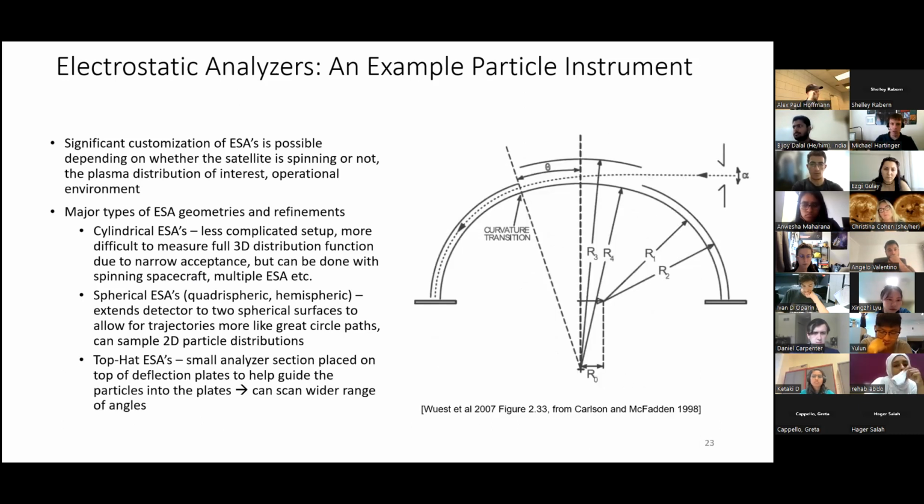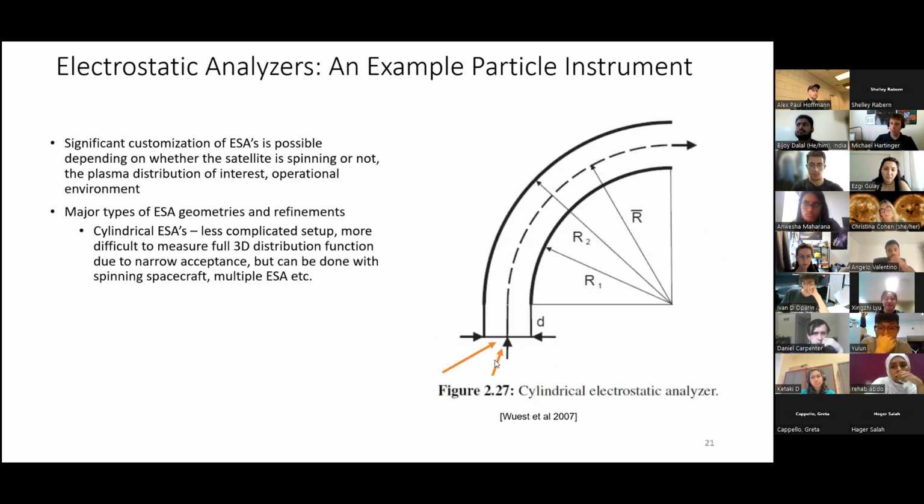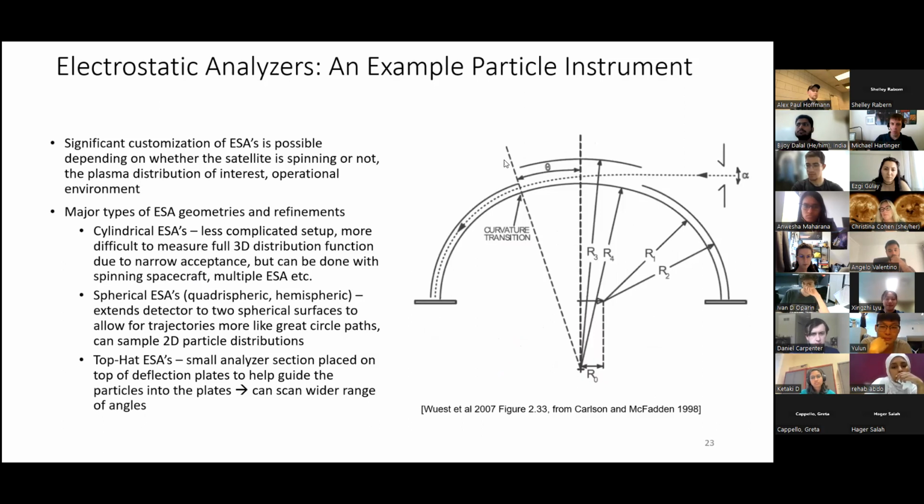And then you have top hat ESAs, which are another kind of refinement to both of these designs, where you'll have another section before this section that will basically be deflection plates that help guide the particles into the area where they start to become differentiated. And that lets you scan a wider range of angles. So that's kind of a whirlwind tour of the different geometries.